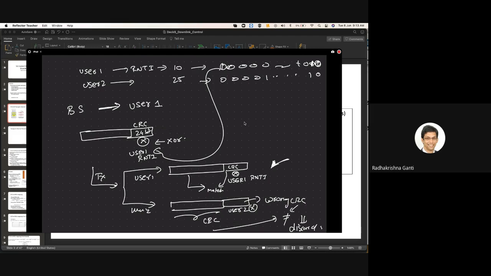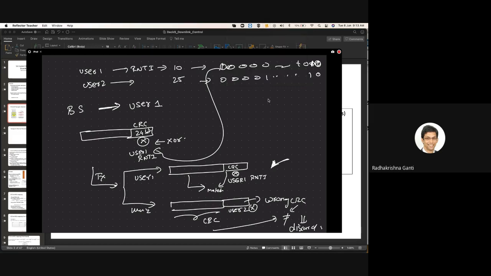Is this clear? Yes, sir. Now it is clear. So this is one of the ways in which, while the information is broadcast, the users will know for which user it is intended.